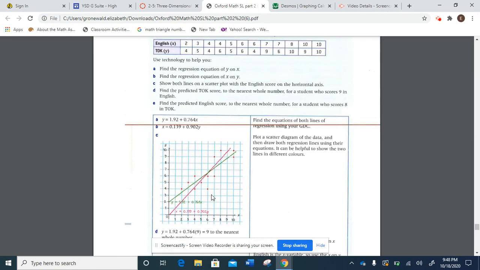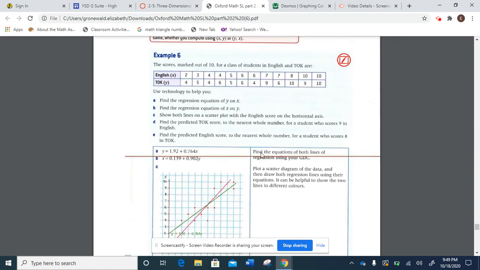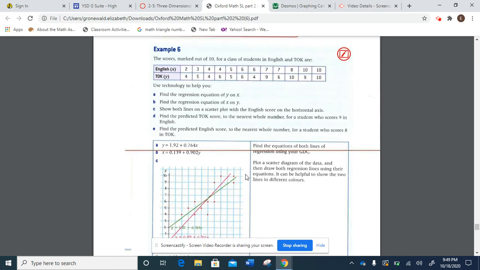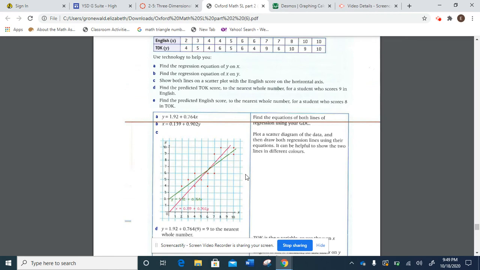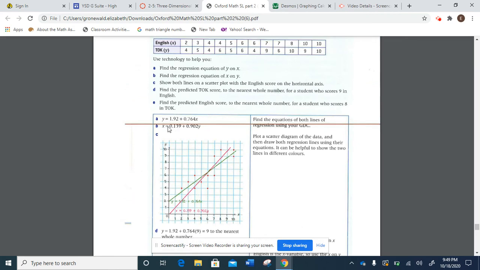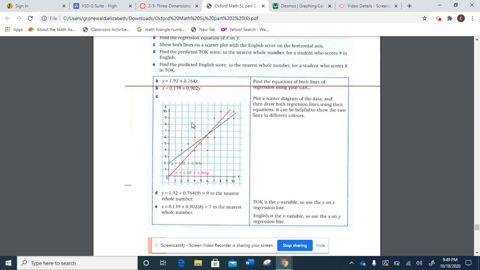Same thing, read part E. Find the predicted English score to the nearest whole number for a student who scores 8 in TOK. The 8 in TOK is the y, so the 8 goes into the second equation for y, and then you're able to calculate the predicted English score, which is rounded to a 7. So yeah, it's just switching up the two ways of doing it, but the idea is still the same. Plug in your information, find your linear regression, and answer some questions about the scenario.